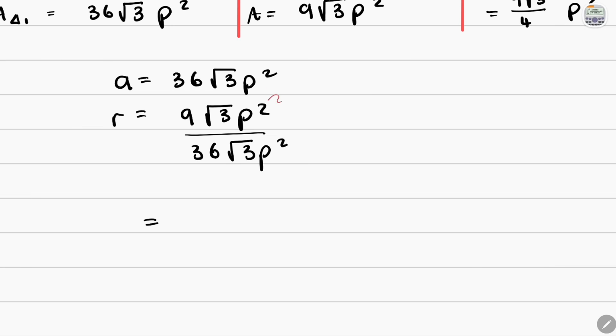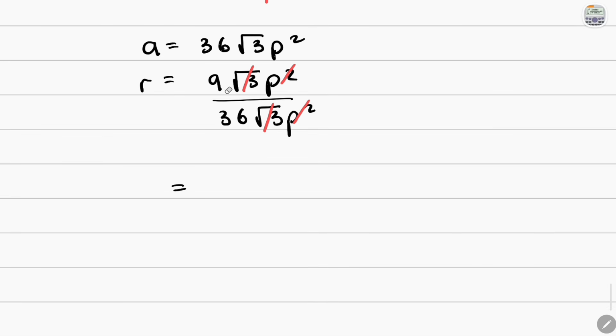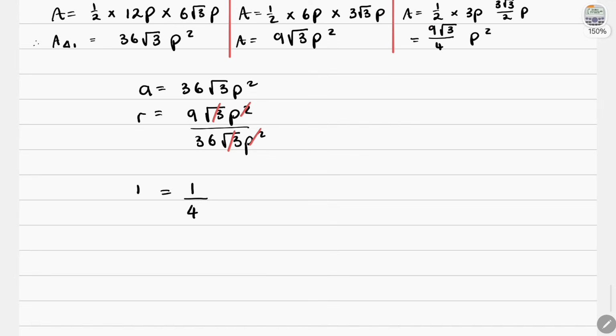Okay, so let's just cancel. These two will cancel. The square root 3's are gone. And so just 9 over 36. Okay, 9 is a factor of 36, so it's going to be 1 over, and 36 divided by 9 is 4. Okay, so that's the ratio.